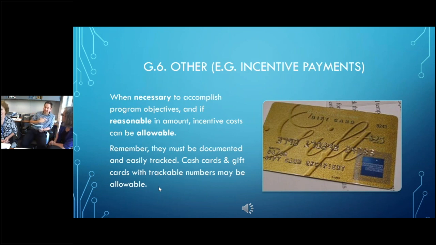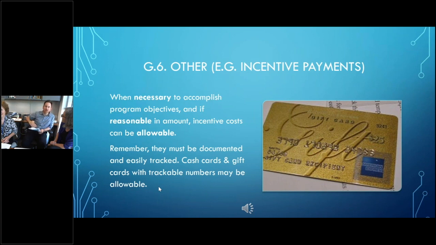You have to remember with incentive costs that they have to be easily trackable. This is something where you want to bring in people to the project. You want people to fill out a survey, for example. You can't just go up to them and throw them 20 bucks and say, hey, fill out this survey. No, that is not the case. We need it to have numbers. We need to be, again, clear and concise with incentive payments as well.